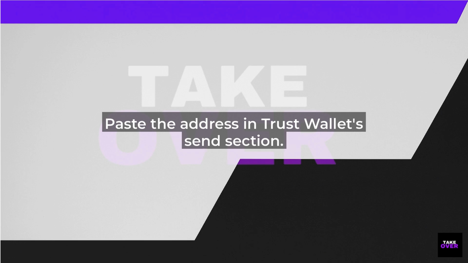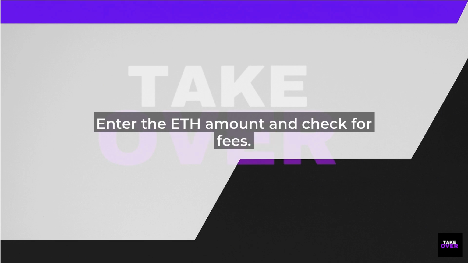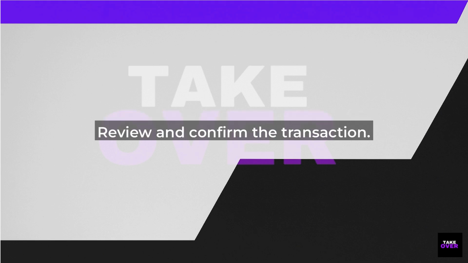Back in Trust Wallet, paste the Coinbase address into the To field. Enter the amount of ETH you want to transfer, but don't forget to leave a little extra for network fees, which might have changed by 2025 due to updates in blockchain technology. Review the details carefully, then hit send. You'll get a confirmation prompt. Double-check everything one last time.